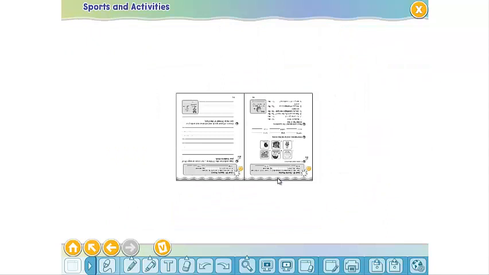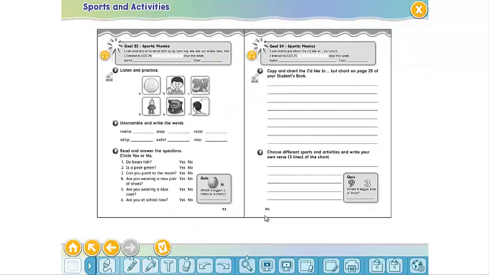Now, workbook, pages 93 and 94. Listen and bracket. Okay. طبعا هنا اسمع حاول تمارس like coin, boy, point. Okay. Bear, hair, toy. Unscramble and write the words. طبعا we have 6 words. Okay. هنحاول نرتبها نكتب الكلمات الصحيحة. Exercise number 3. Read and answer the questions. Circle yes or no.